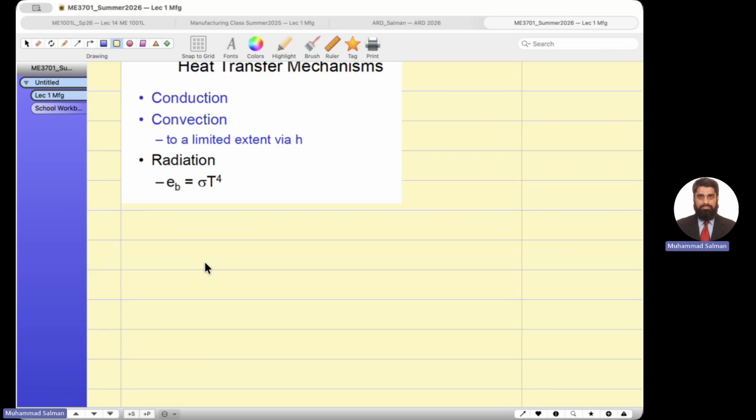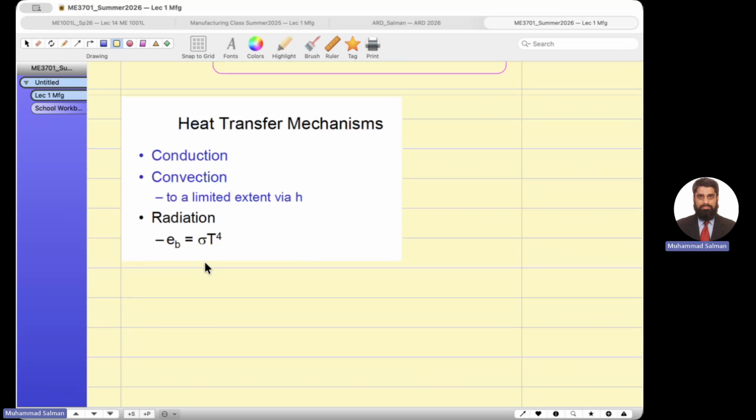There are three modes of heat transfer. One is conduction mode, like with a touch, you conduct the heat from one molecule to the other molecule, in solids. We call this conduction: heat transfer in solids. Convection is heat transfer in liquids and gases, or we call them fluids, and the heat transfer coefficient is h. And radiation is E, which stands for emission, emitted black body radiation, sigma times T to the power 4, where T is in Kelvin.